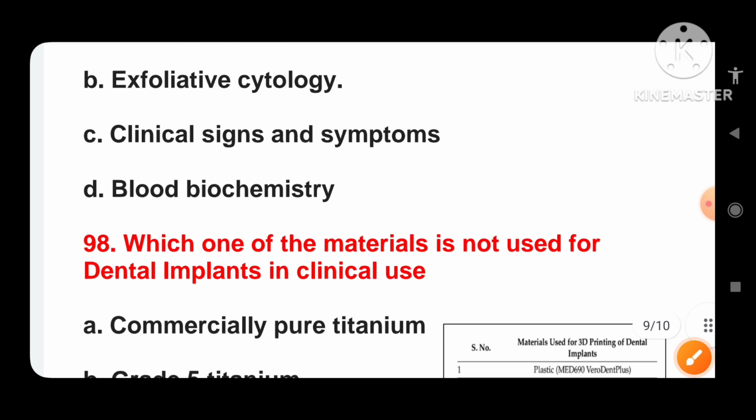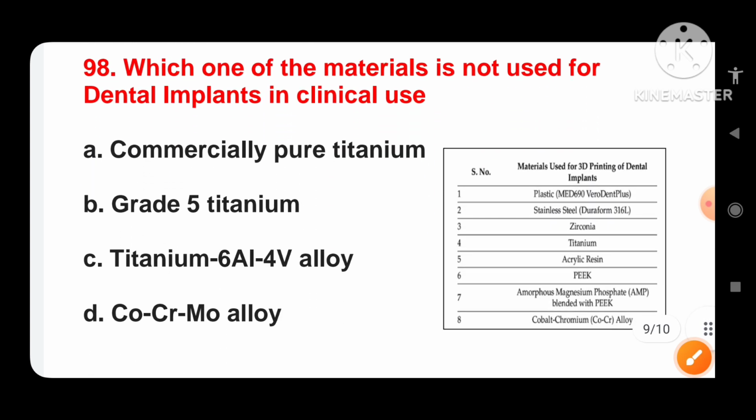Next question is, which one of the materials is not used for the dental implants in clinical use? Options are commercially pure titanium, grade 5 titanium, titanium 6Al4V alloy, cobalt chromium molybdenum alloy.